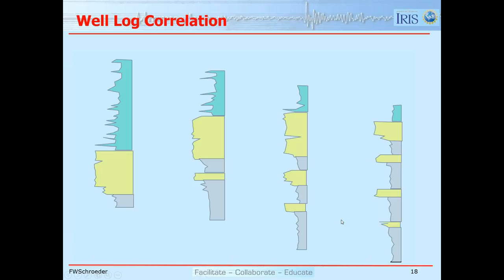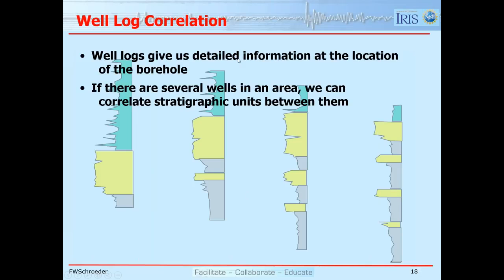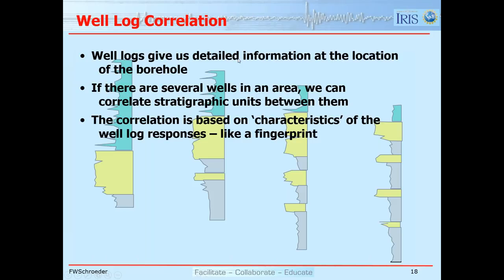The other thing that we can do with well logs is use them to correlate from one well to the next and build up a stratigraphic framework. The logs give us detailed information at the location of the borehole. If we have several wells in an area, we can start doing some correlations so we can break out different stratigraphic units. The correlation is based on characteristics of the well log responses, somewhat like everyone's fingerprint has different patterns, and we can use those patterns to correlate which person's fingerprints are on the murder weapon.